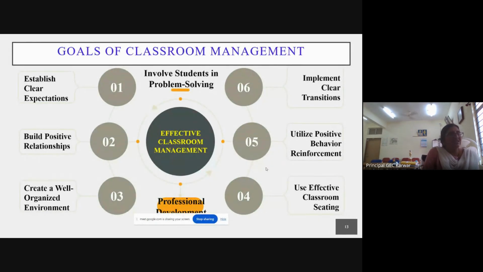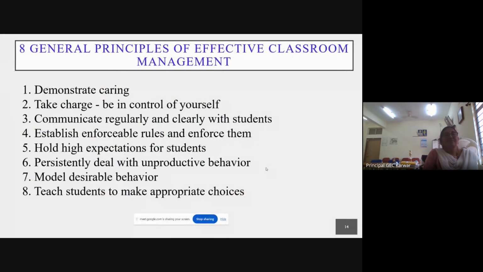Or we can call any student to explain what things they have understood and what their views are on the previous day, whatever they have undergone in the classes. So that generally promotes the skill and the sense of responsibility the student has. So these are some of the general principles of effective classroom management.